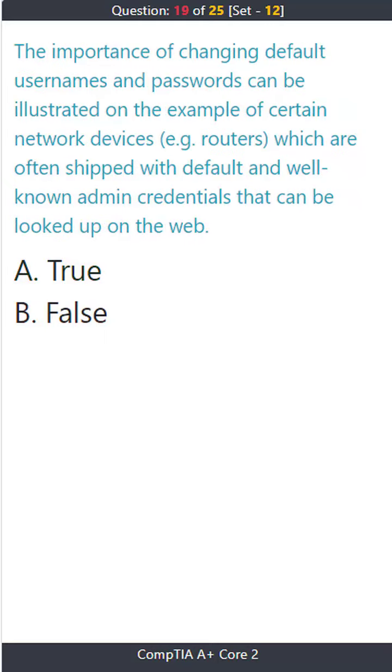Question 19. The importance of changing default usernames and passwords can be illustrated on the example of certain network devices, e.g. routers, which are often shipped with default and well-known admin credentials that can be looked up on the web. A. True. B. False.